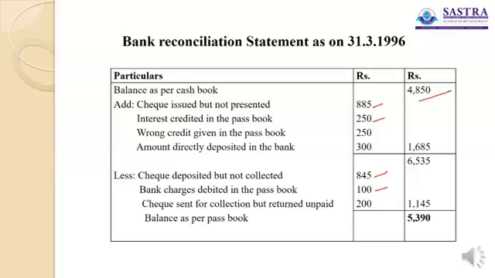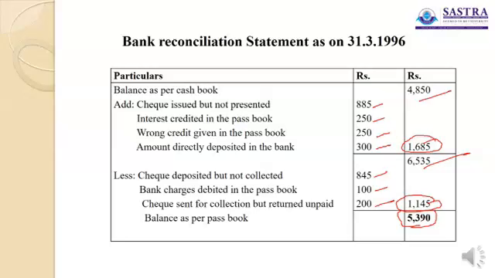Then the other items, the wrong credit 250 added and the direct deposit added, and the check sent for collection but returned unpaid to be shown as 200 rupees deducted. So what are all the things done? 4,850, 1,685, 6,535, 1,145. So 4,850 is added with this, additions made, and this is deducted. So 5,390 is the balance as per the passbook.